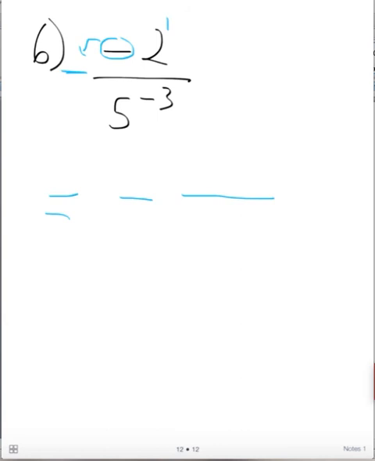And now I have to turn this power that's -3 into a positive by putting it on top. All right, so the 2 stays there, so I'll put my times there to make it visible, and I've got 5 to the power of 3 on top.